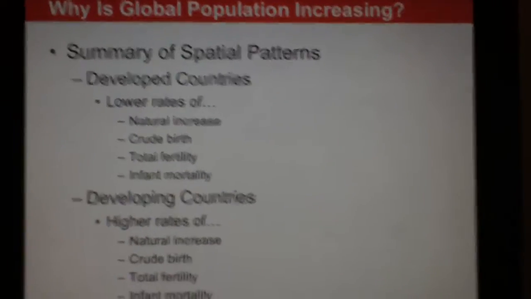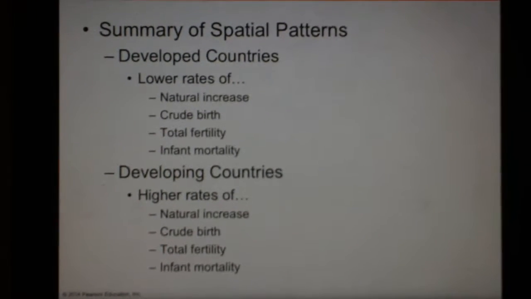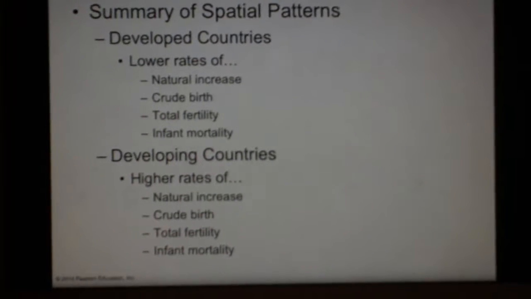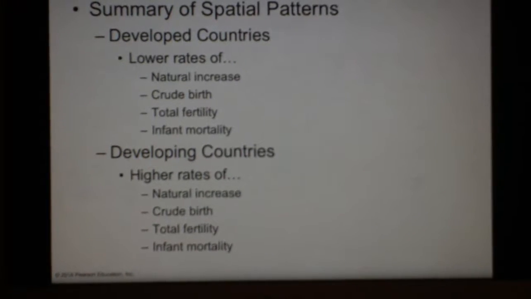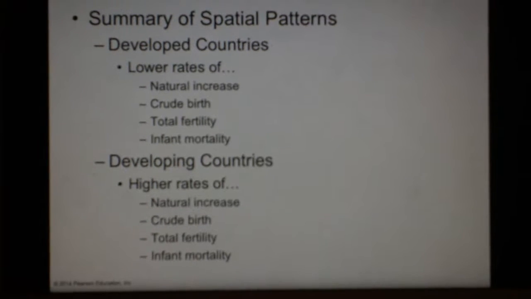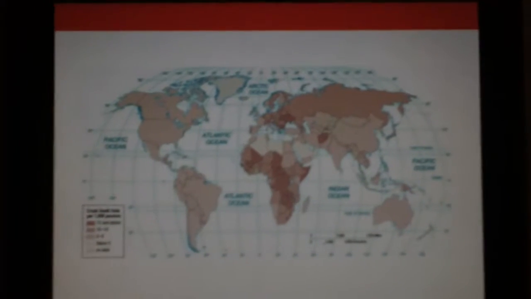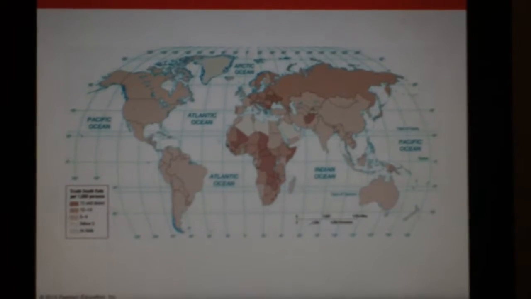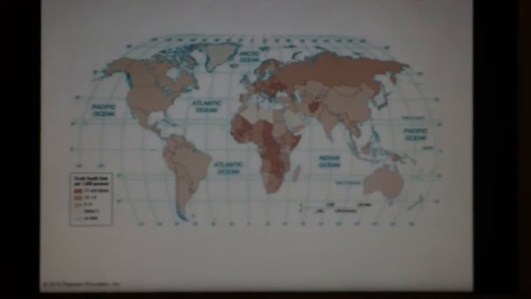Okay, so let's look at the summary of the spatial patterns that we've just talked about. In developed countries, we have lower rates of natural increase, crude birth, total fertility, and infant mortality. And in developing countries, we have higher rates of natural increase, crude birth, total fertility, and infant mortality. So again, here's the crude death rate. This is deaths per 1,000 people, and the darker color is 15 and above. So 15 people per 1,000 people alive are dying per year.